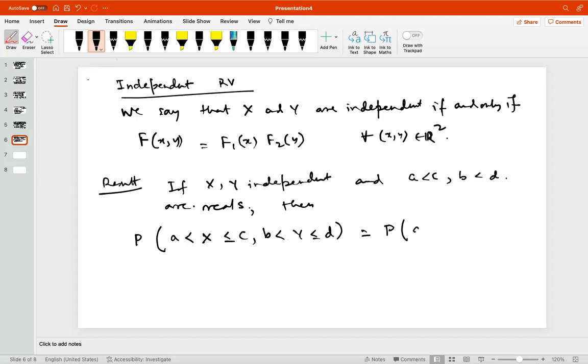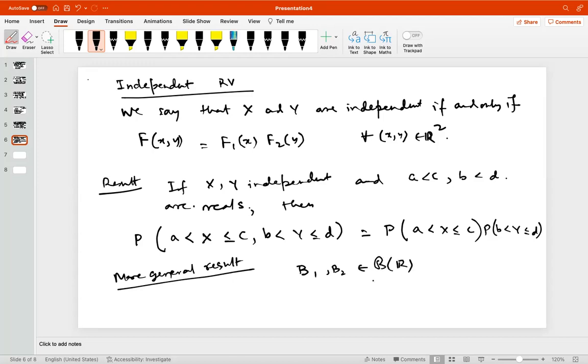So this is true for any interval. Now, actually, this more general result is true. The more general result is this: if B1 and B2 are two Borel sets in R, then the probability that X belongs to the Borel set B1 and Y belongs to the Borel set B2 is just the product of these two.